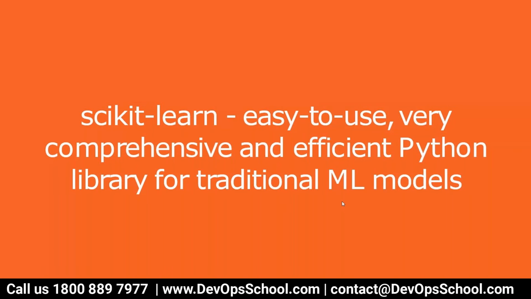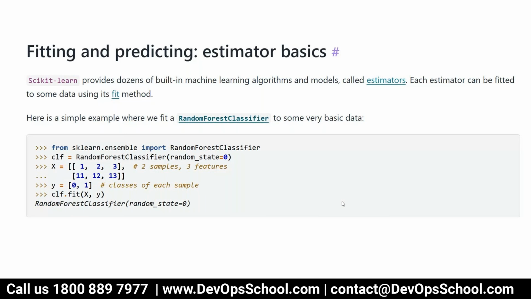Okay, now let's discuss the estimator API. This is one of the most important ones, because this is the only API using which you can talk to scikit-learn algorithms. So scikit-learn is an easy to use, very comprehensive, efficient Python library for traditional ML models. Now here we have some examples where you are using the estimator basics, and here you are calling that API, and then you're using it.